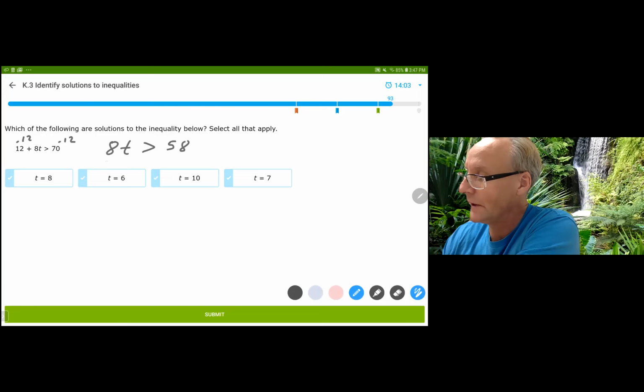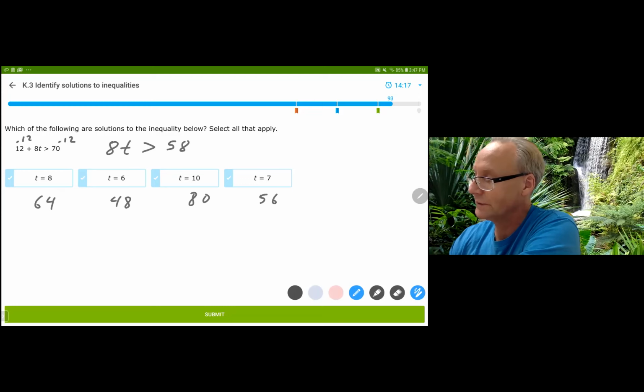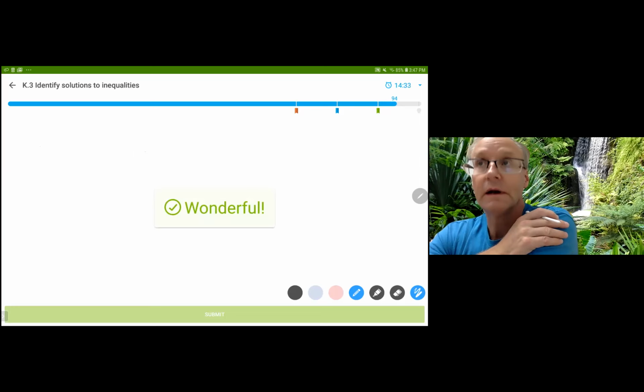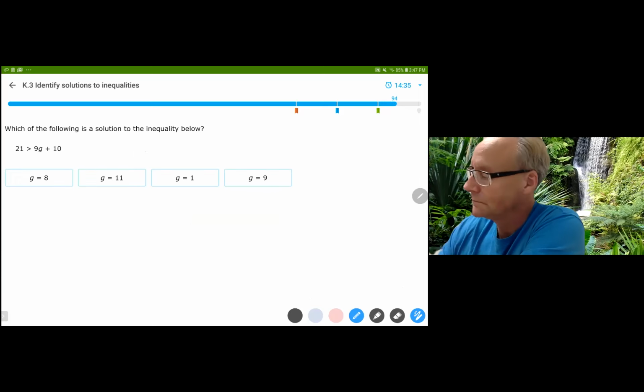And we want to compare 8t and see if it's greater than 58. 8 times 8 is 64. 8 times 6 is 48. 8 times 10 is 80. And 8 times 7 is 56. And we want the numbers down below here that are greater than 58. 80 is greater than 58. And 64 is greater than 58. 48 and 56 are both smaller, so we're done. And almost there, almost there.